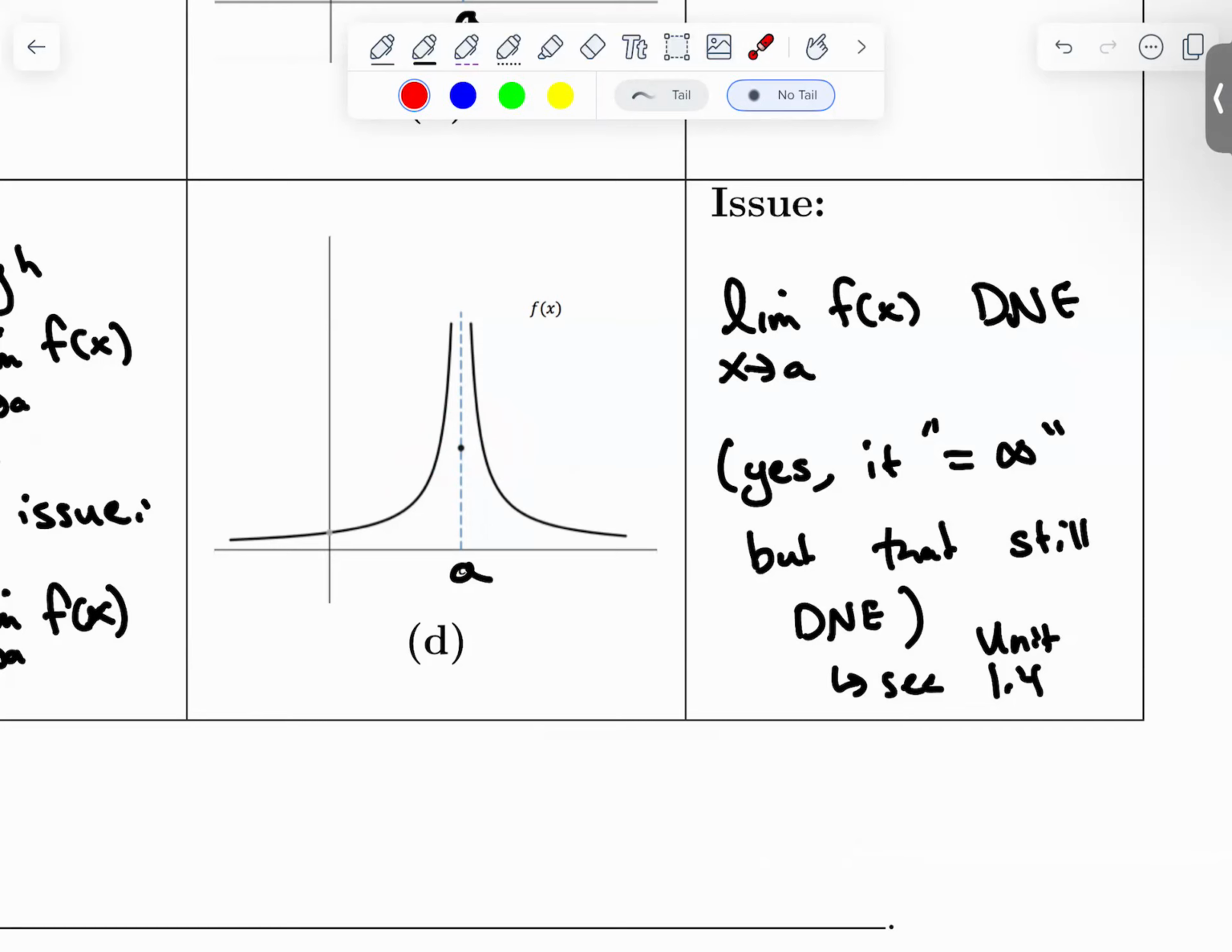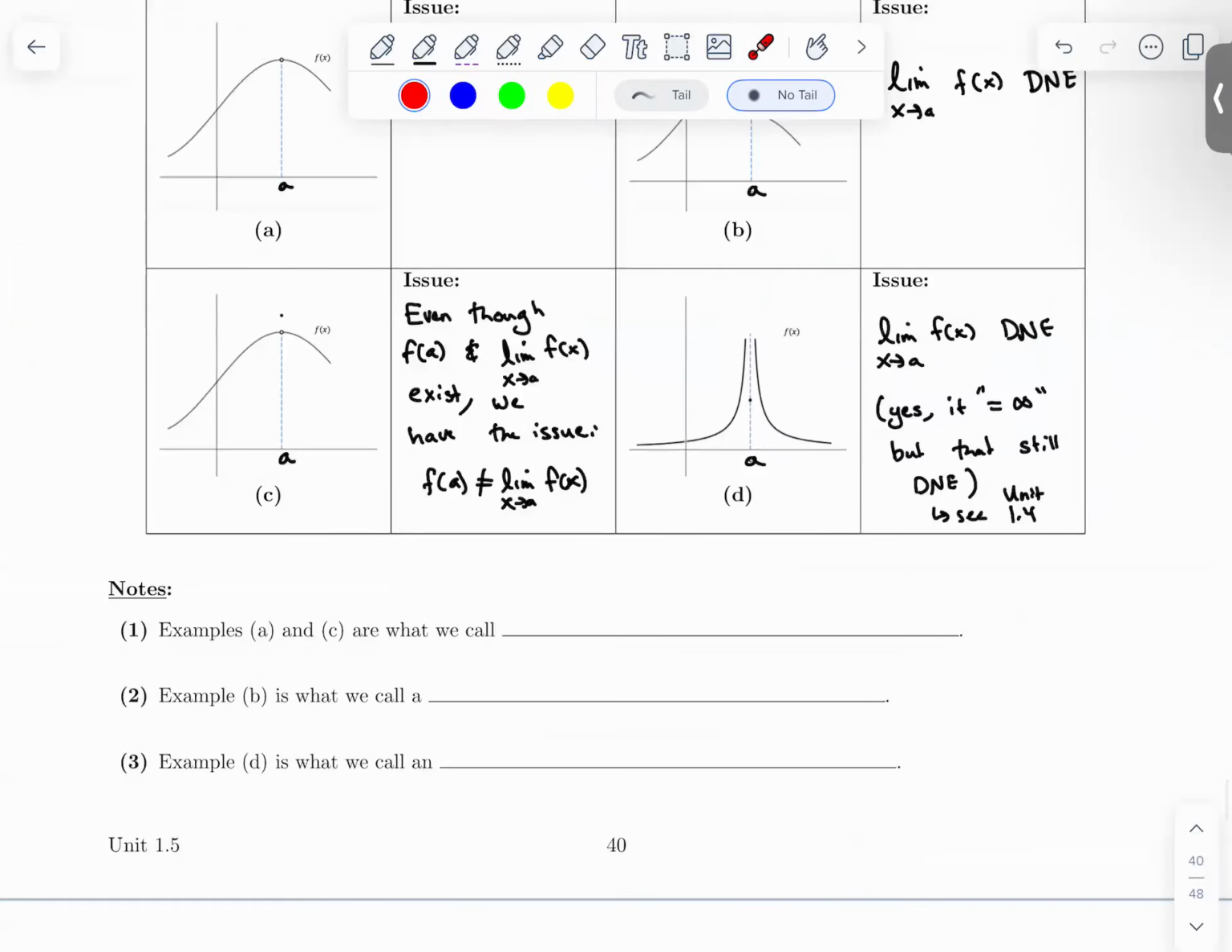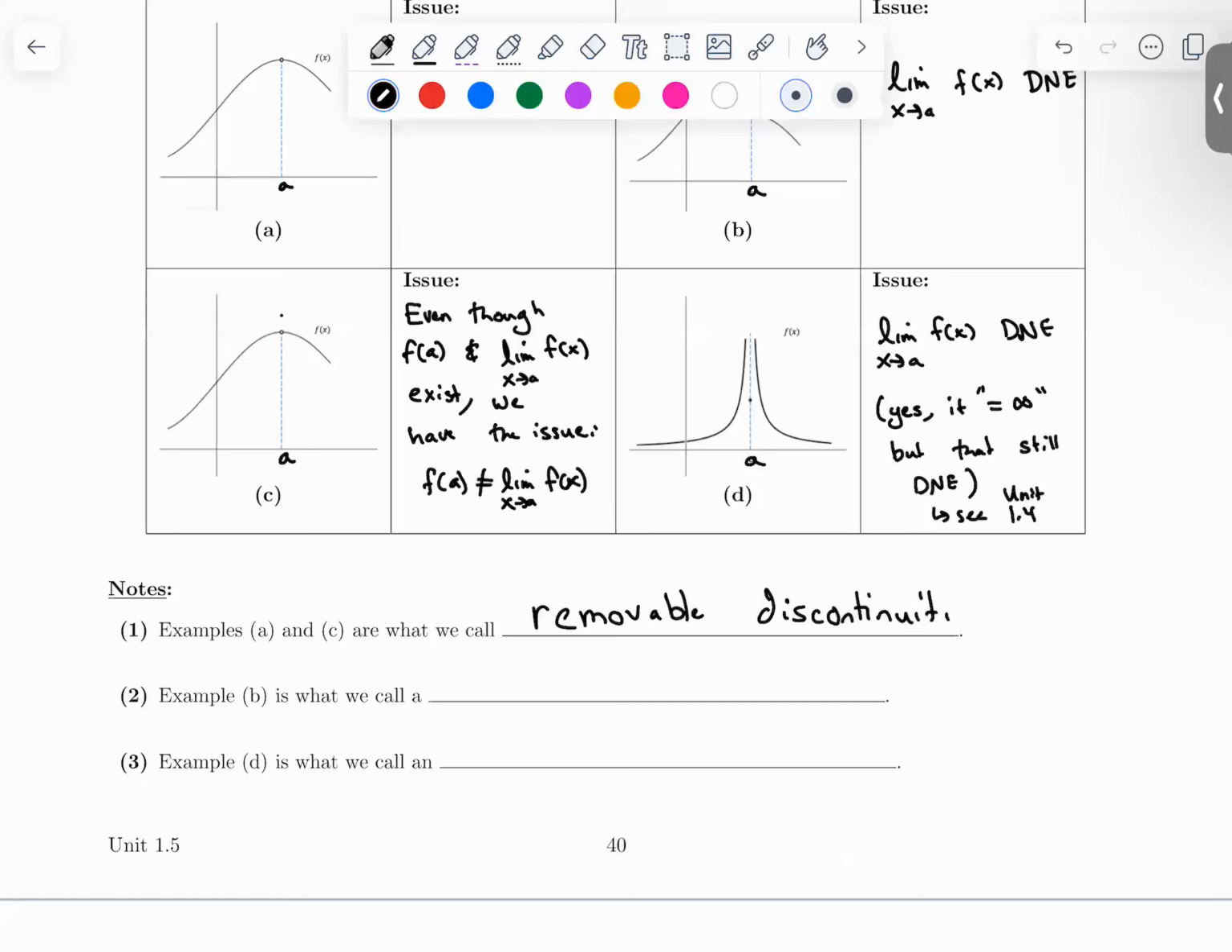Either way, I'm not going to test you on this, but if you want to get really particular with the terminology, examples A and C, the two on the left, are what we call removable discontinuities. The reason they're called that is that all you would need to do to remove this discontinuity is fill in the dot or move the dot down. As long as you were able to just fill it in, you'd be good. That's why it's called a removable discontinuity.